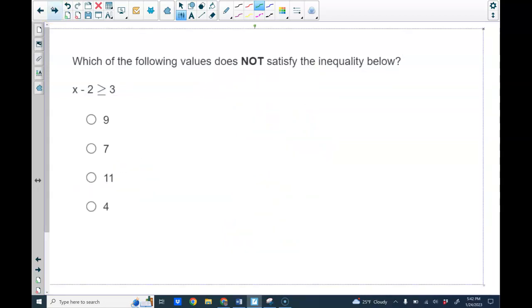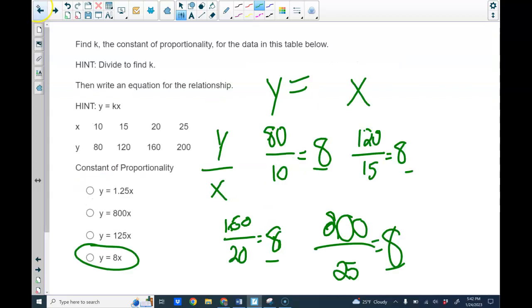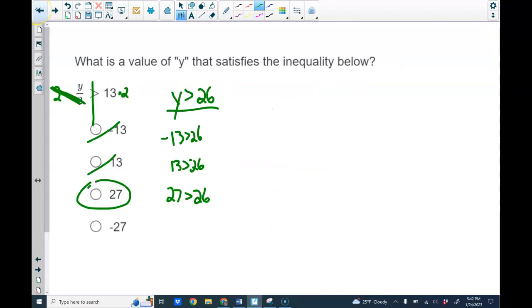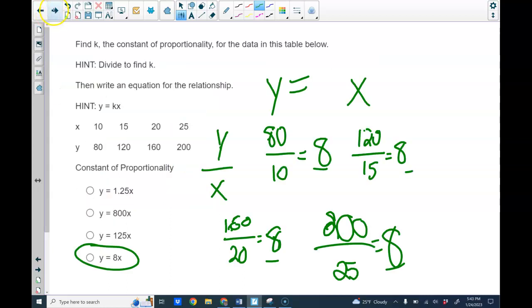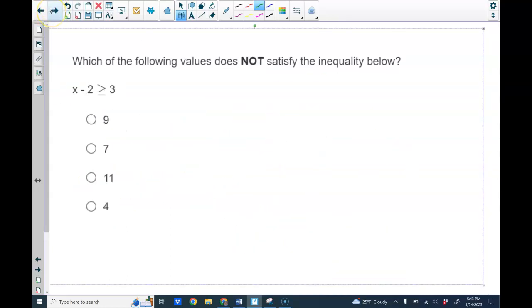All right, number 10. Which of the following values does not satisfy the inequality below? So very similar to number 6. Number 6 was looking for which one is the answer, but number 10 is looking for which one is not the answer. So 3 out of the 4 would make this inequality true. One of them isn't. And remember in class I talked about how we can just guess and check and try them.